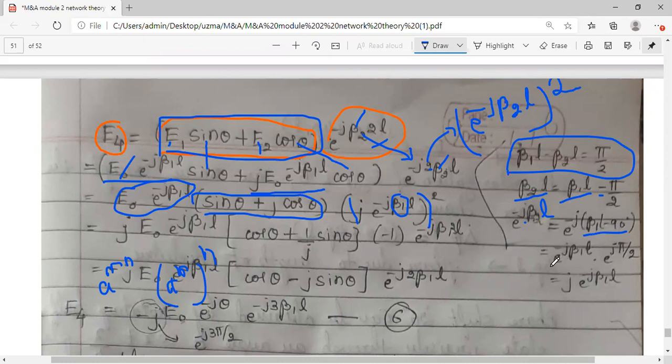Or split this: e raised to minus j beta 1l into e raised to plus j pi by 2, 90 degrees. And e raised to j pi by 2 is what? Cos pi by 2 plus j sin pi by 2. Cos pi by 2 is 0, you will be left with j, sin pi by 2 is 1. So j into this. So instead of the exponential in terms of beta 2, I have written the exponential in terms of beta 1. How? The conversion I have written here. Hope you understood the conversion, how I have taken beta 1 instead of beta 2.